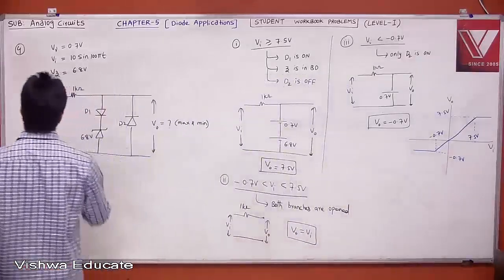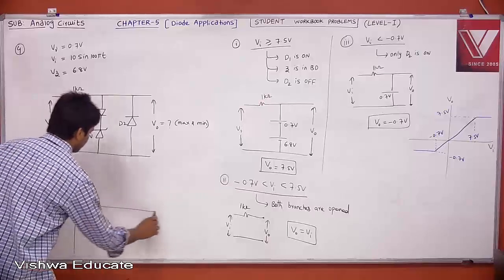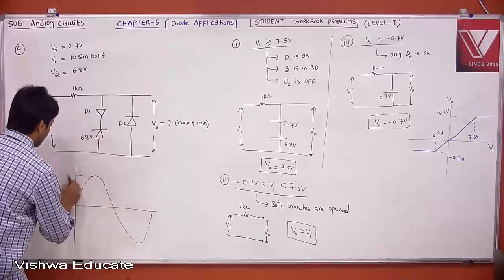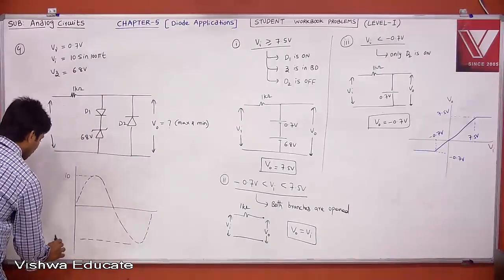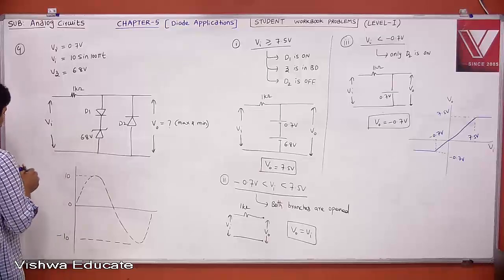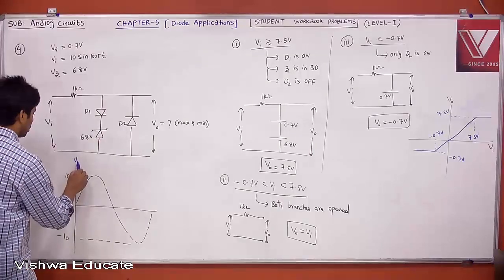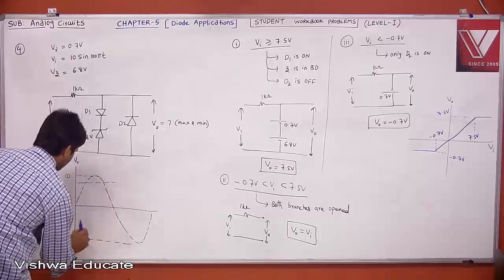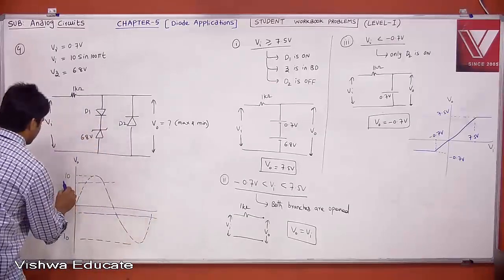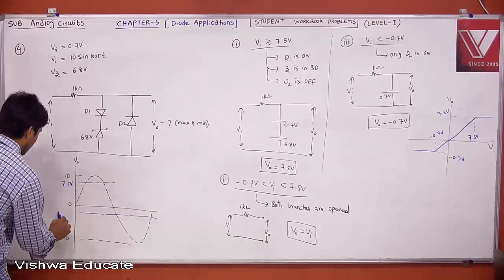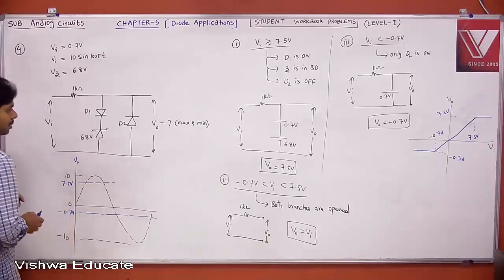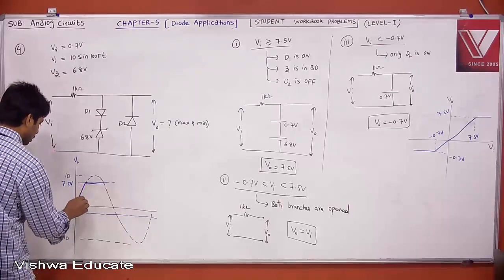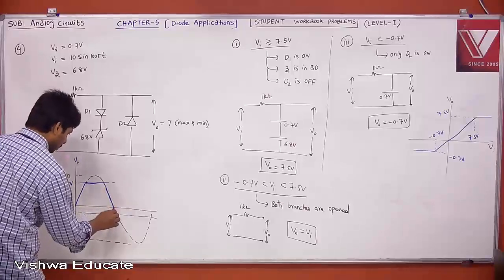What is your actual input? Your actual input is 10 sin pi t. Therefore, now your actual input is 10 volt and this is minus 10 volt. Now if you ask me what is your output, this is your V0. The breakpoints are 7.5 and minus 0.7. In between it is tracking, after that it is saturated. This is saturated, but in between it is tracking.